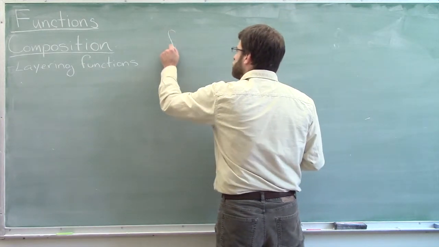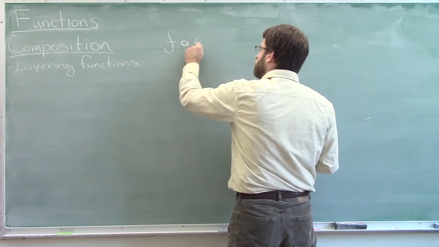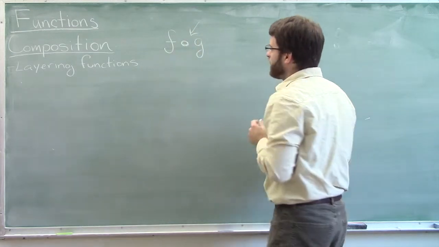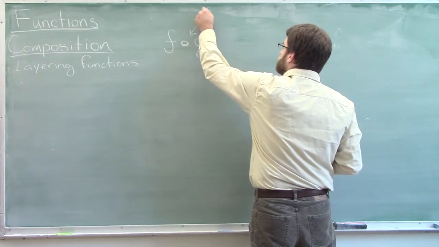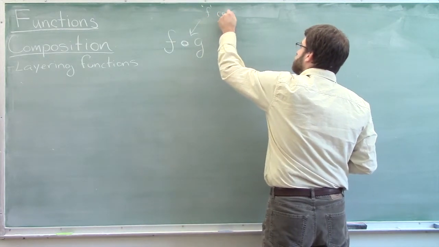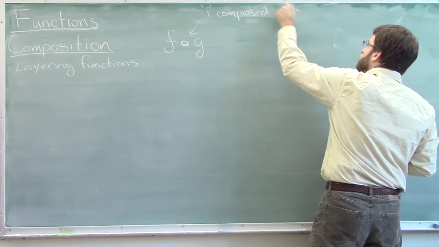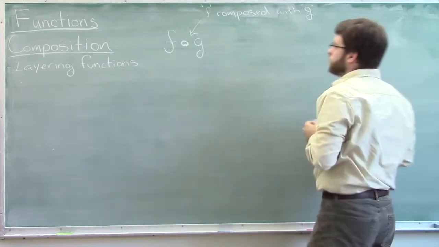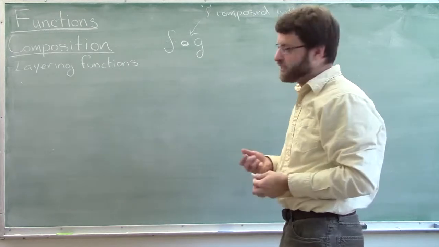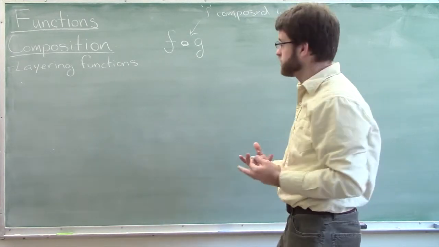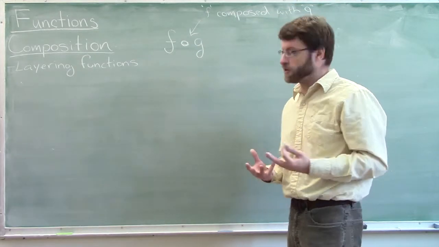So if you see a little circle, that is function composition. You could read this as the function f composed with g. That's a little piece of notation that you might see in different situations, and it stands for function composition. Now, if I'm trying to tell you what this means, I need to use argument notation.